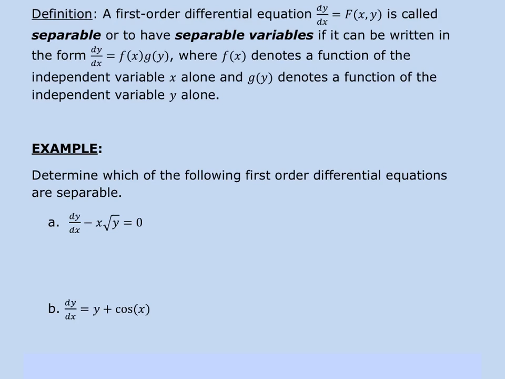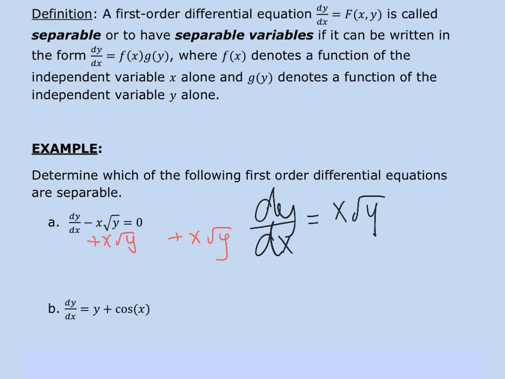My first example is dy/dx minus x square root of y. I want dy/dx by itself to be of the form dy/dx equals f of x times g of y. So I'm going to move the negative x square root of y to the other side of the equal sign by adding x square root of y to both sides. What I end up with is dy/dx equals x square root of y. And there you can see that my x is a function of x alone. This is my f of x. And my square root of y is my g of y, or my function of y alone.